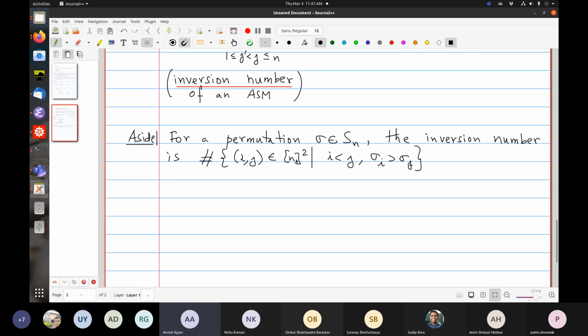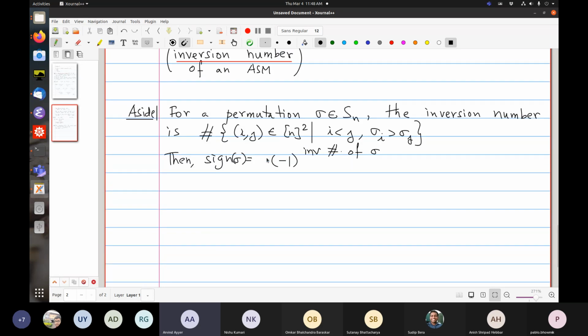Minus 1 to the number of inversions is precisely the sign of a permutation. So the sign of sigma is equal to minus 1 to the inversion number. Okay, this is fine for a permutation.